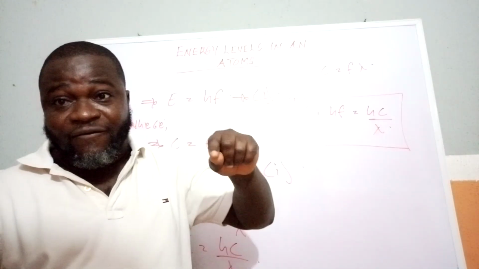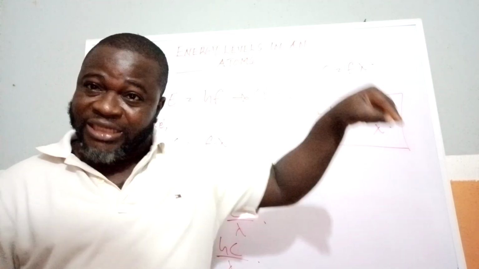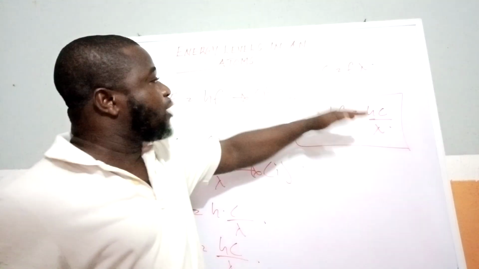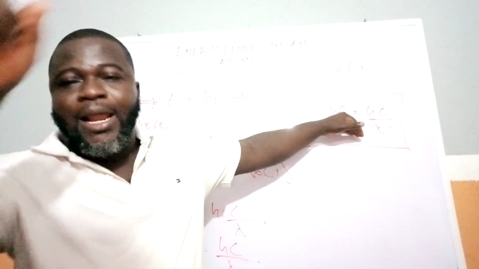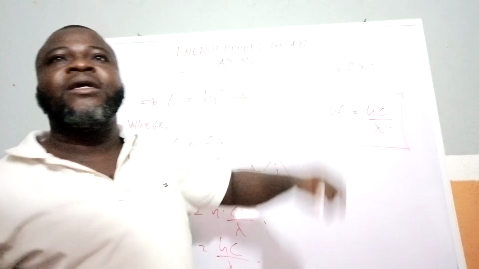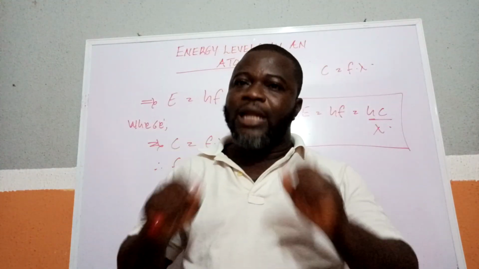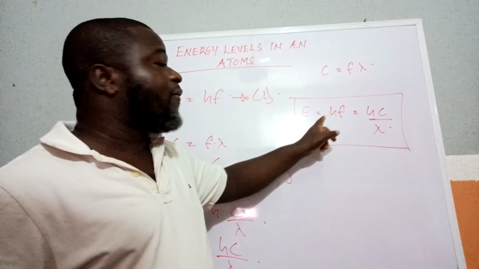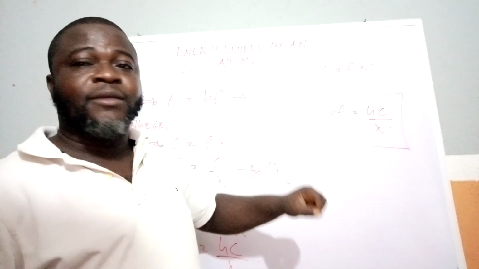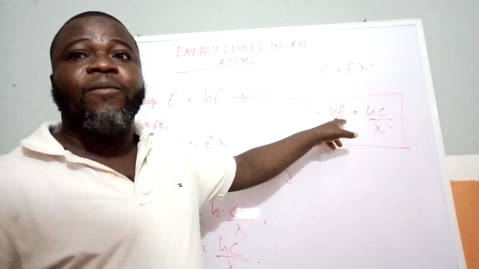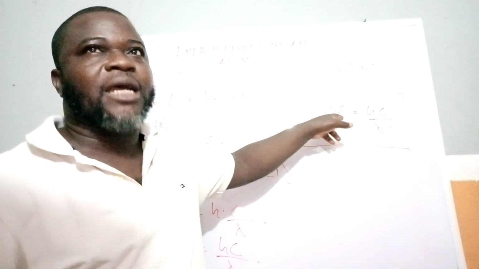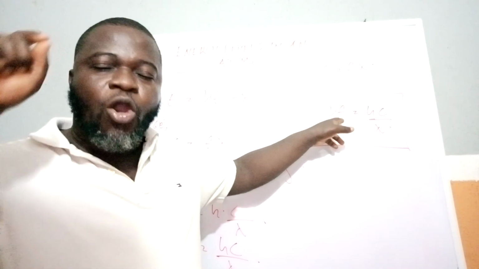From the speed of light, c equal to f times lambda, we can derive E equal to hf also equal to hc over lambda. Try to master this formula. Let me interpret it: the capital letter E represents photon energy. h is the Planck constant.